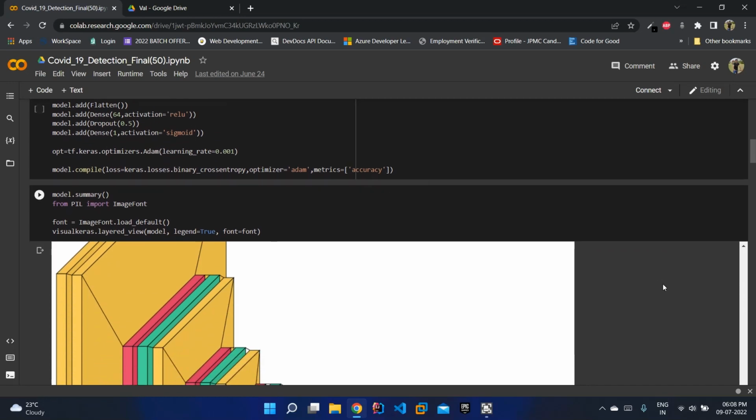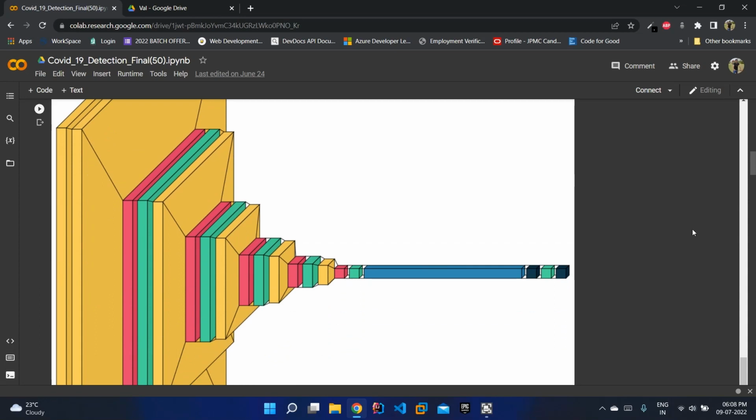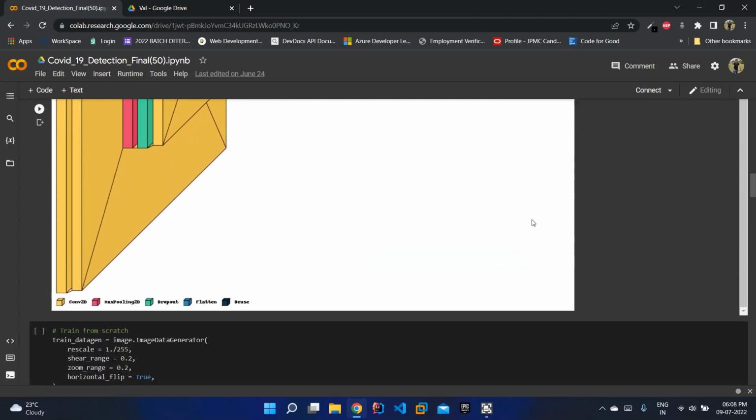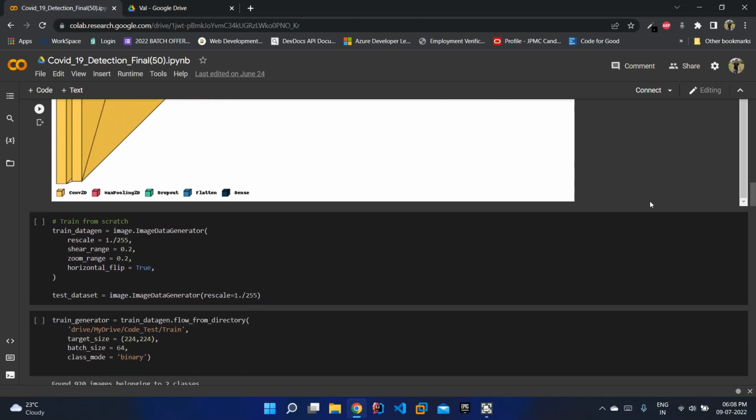As I had mentioned, Visual Keras was then used in order to obtain a representation of the model in terms of its constituent layers. In this image, we represent the convolutional 2D layers by the yellow sections, the max pooling layers by the pink ones, dropouts by green, flattens by blue, and dense with the dark blue shade.